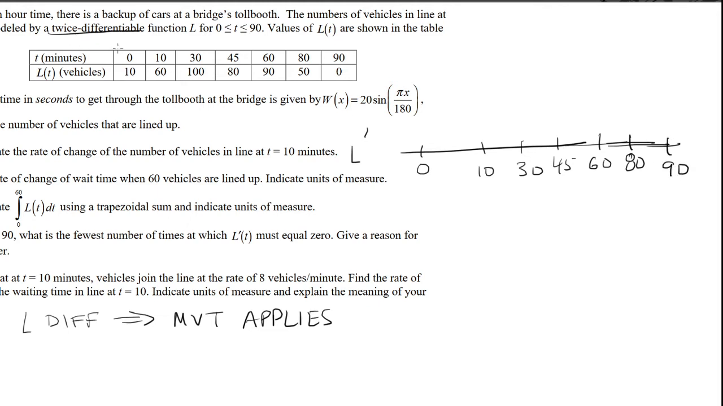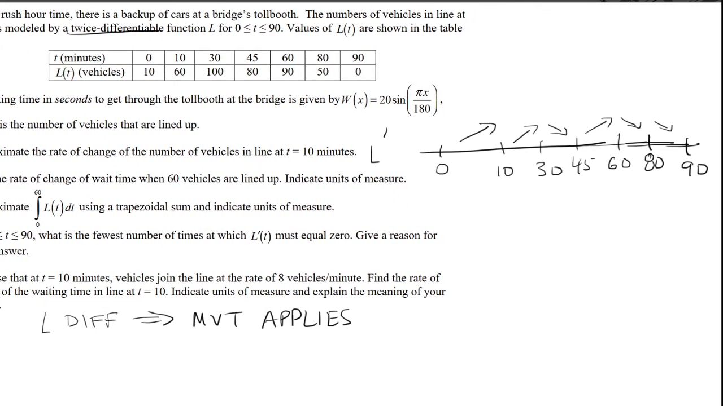Okay. So between 0 and 10, the derivative increases. The derivative is positive because L increases. It goes from 10 to 60. From 10 to 30, it increases from 60 to 100, and then it decreases from 100 to 80, increases from 80 to 90, decreases from 90 to 50, and then decreases again. So this is what's happening.